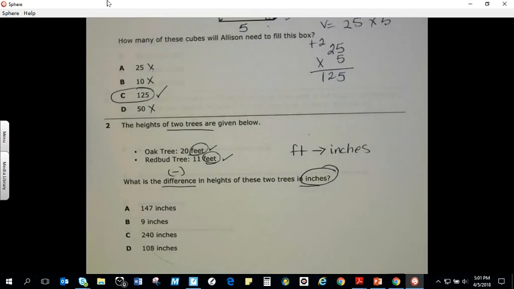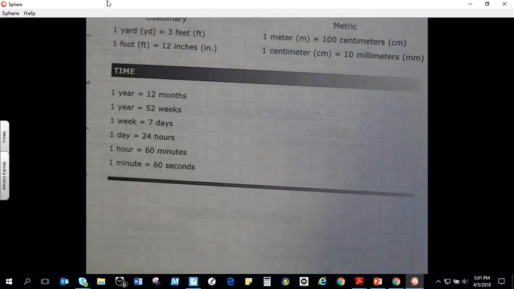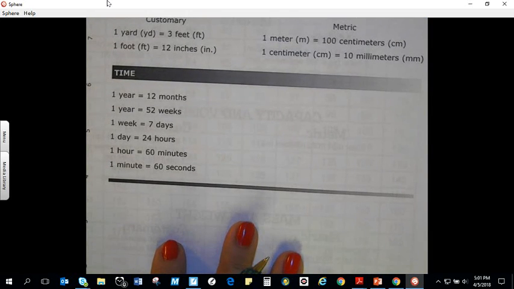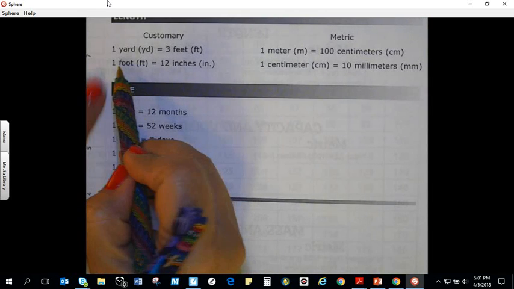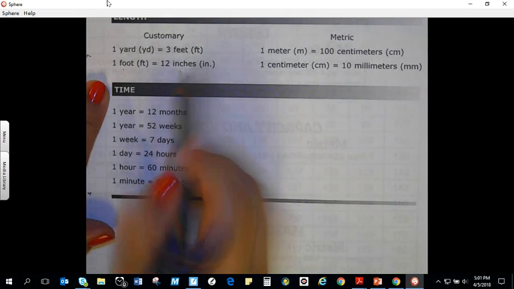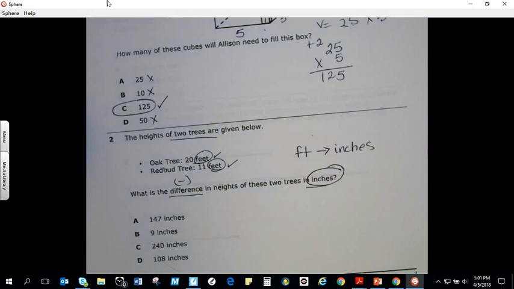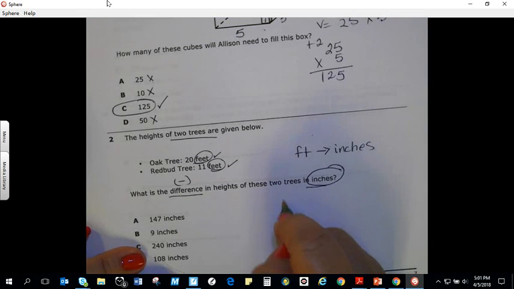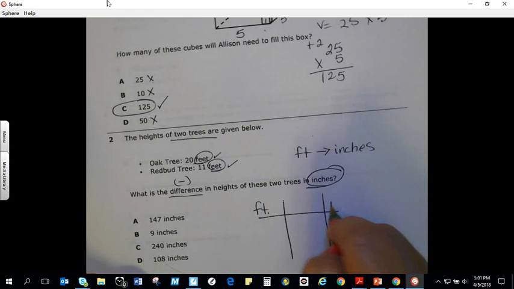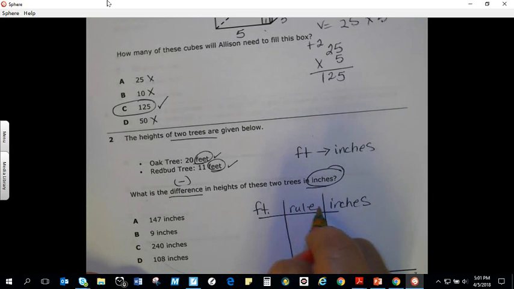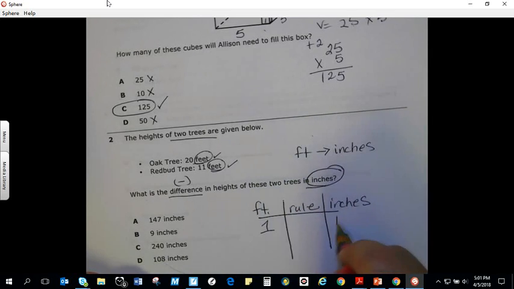I'm going to come over here to my chart because, again, this is going to be on STAR. This is a given, so you're expected to use it. I will say that there are some kids that don't use this chart. I notice that for every 1 foot, it's 12 inches. Now I'm going to put that in my input-output table. So I'm going to create feet, inches. The middle part is my rule. So for every 1 foot, it's 12 inches.